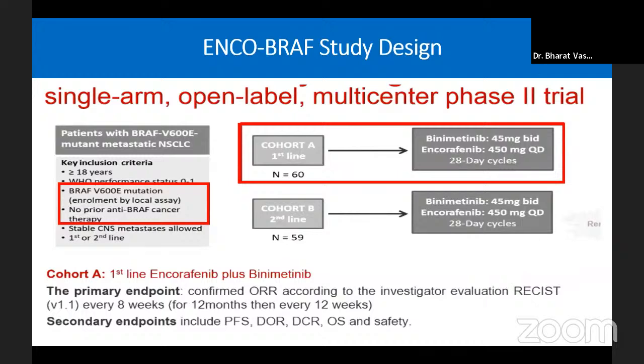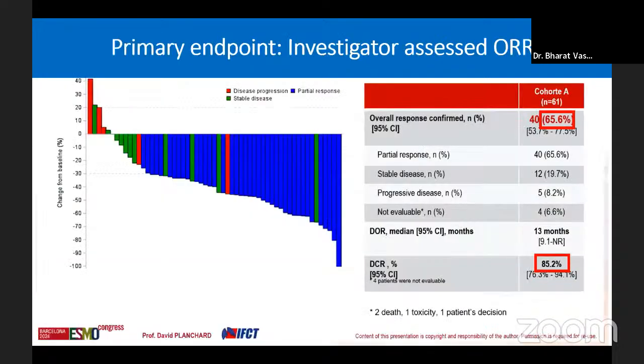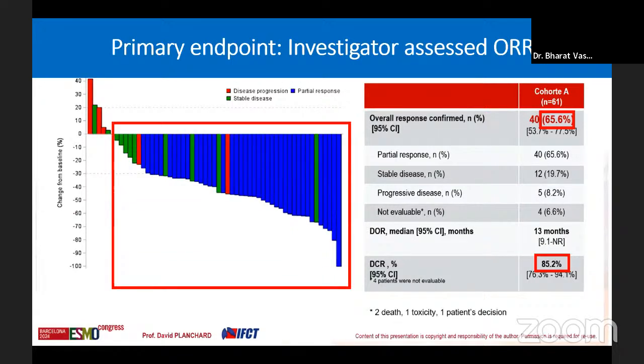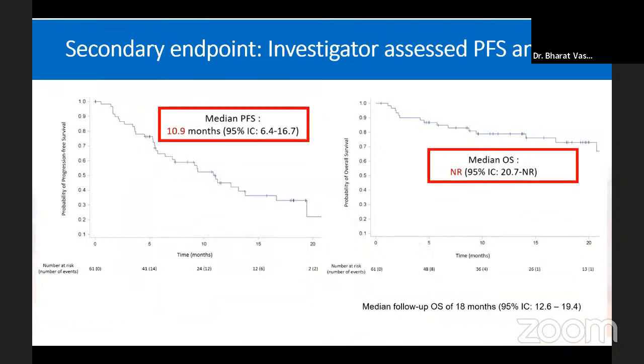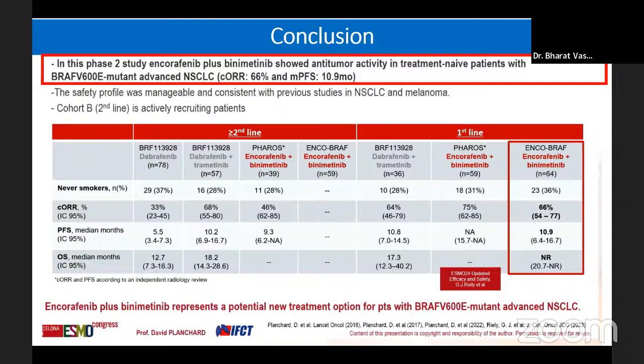So cohort A, first-line treatment, overall response and PFS. 65% response, 85% disease control rate. So these are bigger and better numbers. Think of a drug in the first line giving such an amazing response. A 10.9 months progression-free survival, probably one of the best you have seen. So this drug is probably a challenge to dabrafenib, trametinib. Once this drug is available in India, this will be one of the best drugs to use.